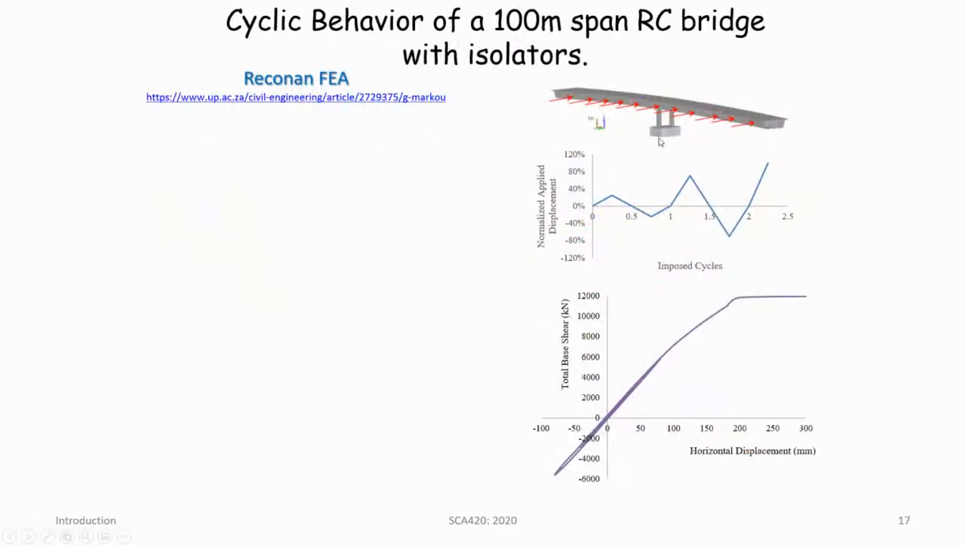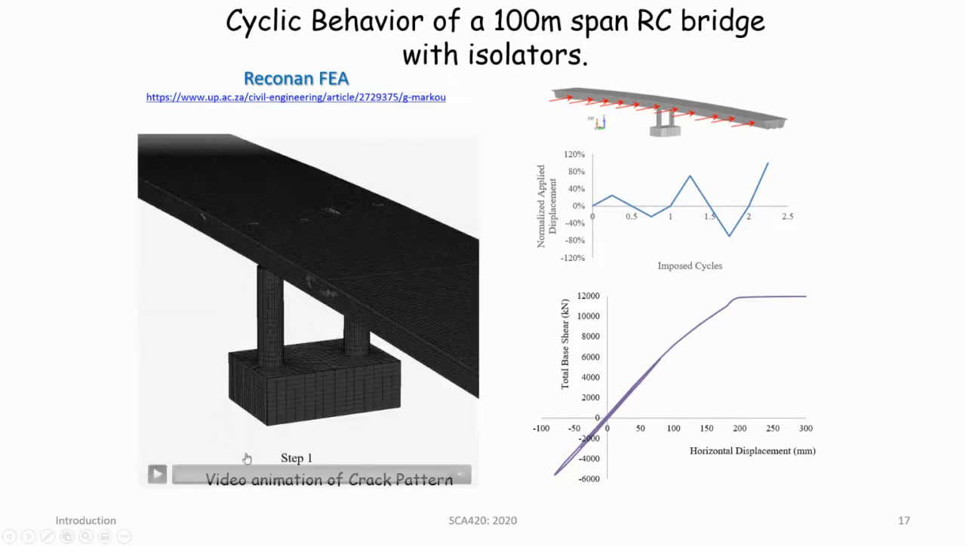Now, after I performed a pushover analysis, a monotonic analysis, I said to myself, I haven't done it before, and it hasn't been done before anywhere in the international literature. Why not perform a cyclic analysis on this very large numerical model? So this was the normalized applied displacement and the impulsive cycle. And this is, of course, the total base shear versus horizontal displacement as it resulted from the analysis.